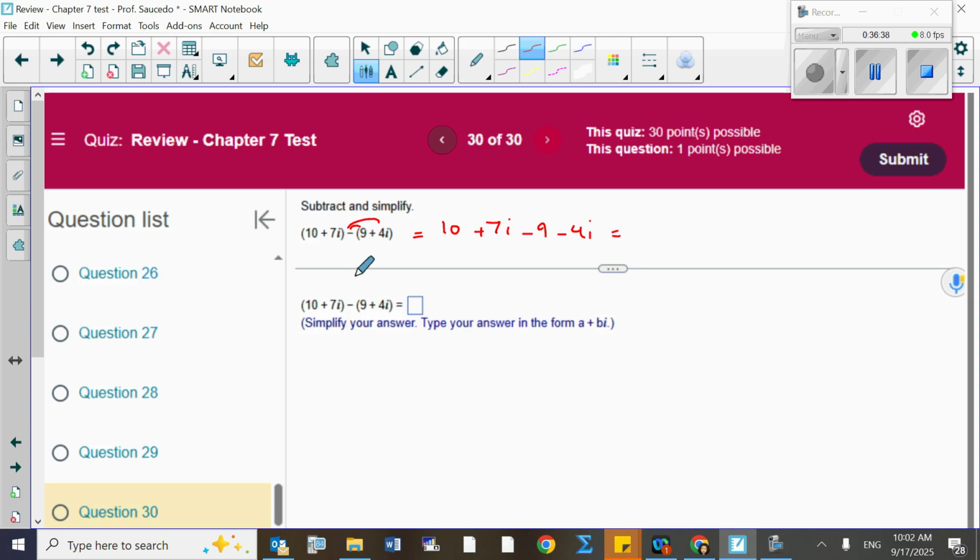Now it's time to simplify. Combine the like terms. Negative 9 and 10 makes 1, and 7i and negative 4i is 3i. So this is your answer.